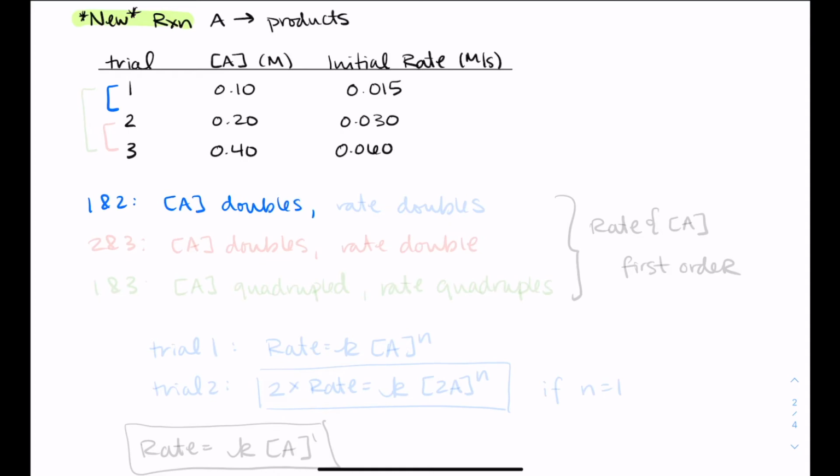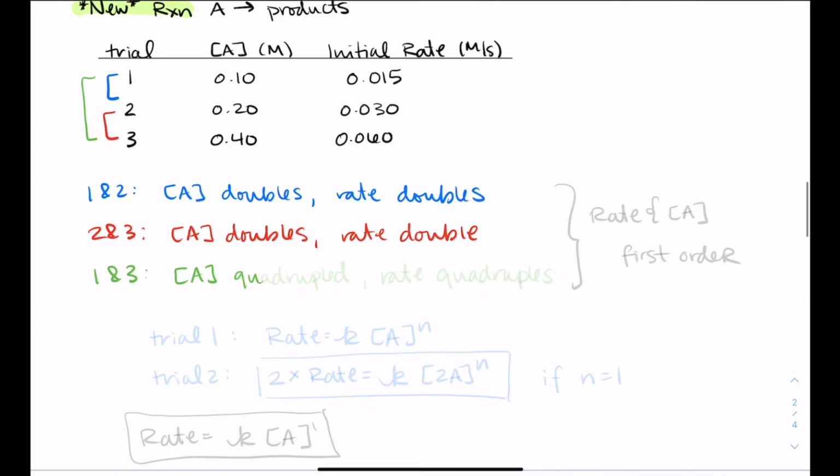Comparing trials 1 and 2, when you double the concentration of A, the rate doubles. Between 2 and 3, when you double the concentration of A, the rate doubles. I just started at a higher point. We could also compare 1 and 3. From 1 to 3, I have quadrupled my concentration of A and my rate quadrupled. So whatever I do to A, it does the same thing to the rate. This is a rate directly proportional to the concentration of A. This is a first order dependency.